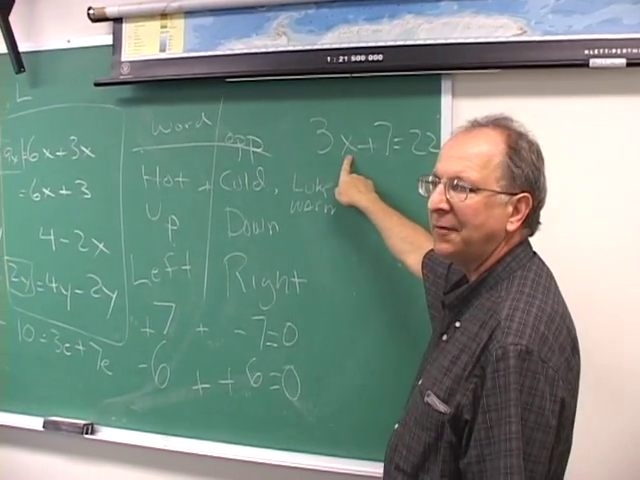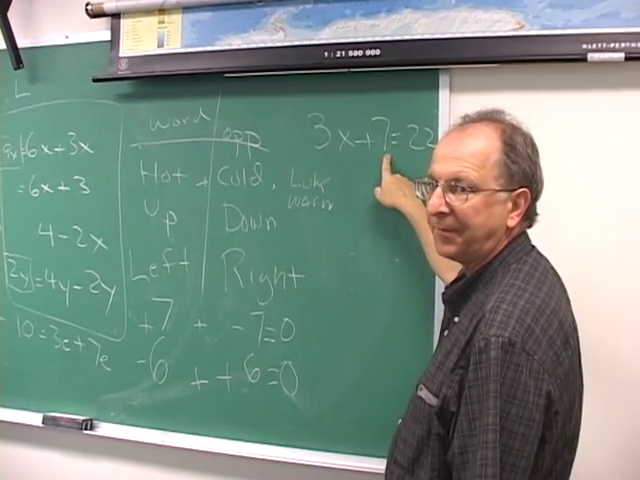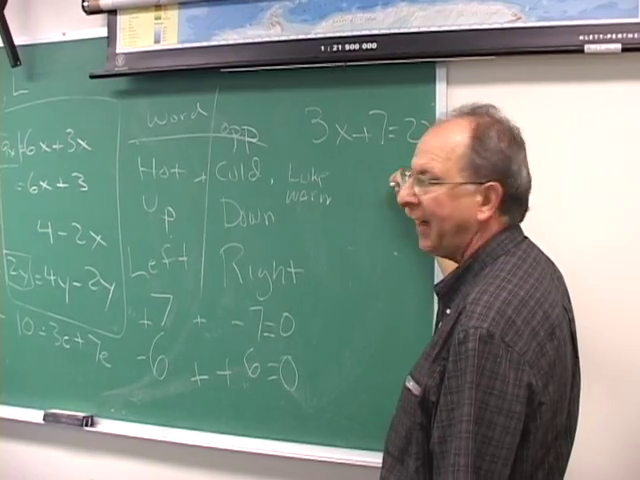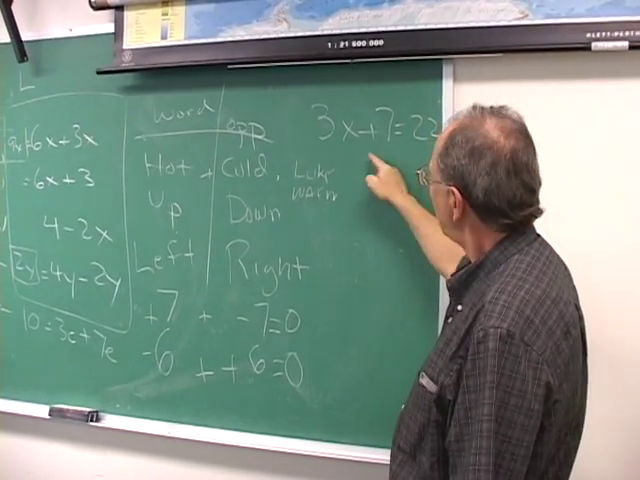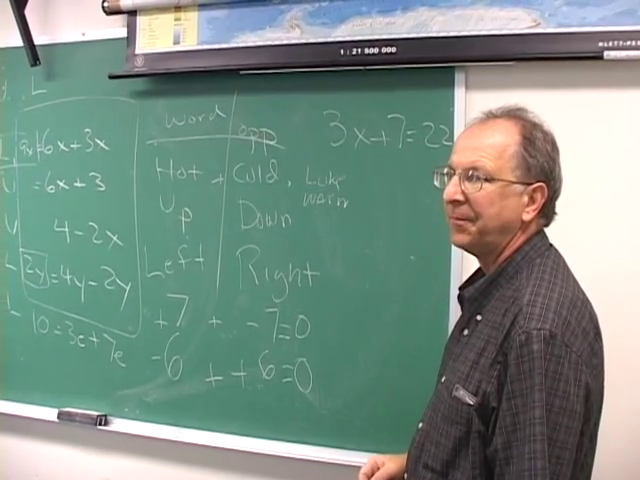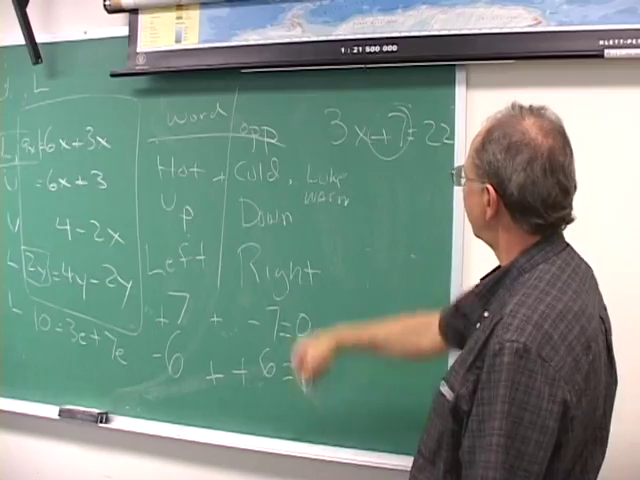One has a letter attached to it, and the other one doesn't have a letter attached to it. The non-letter attached, you guys. Which one of those is the non-letter attached? The 3 or the 7? The 7, good. And notice it has a plus in front of it.